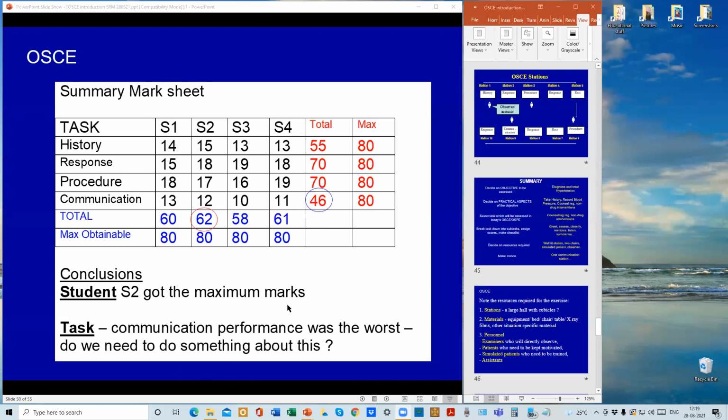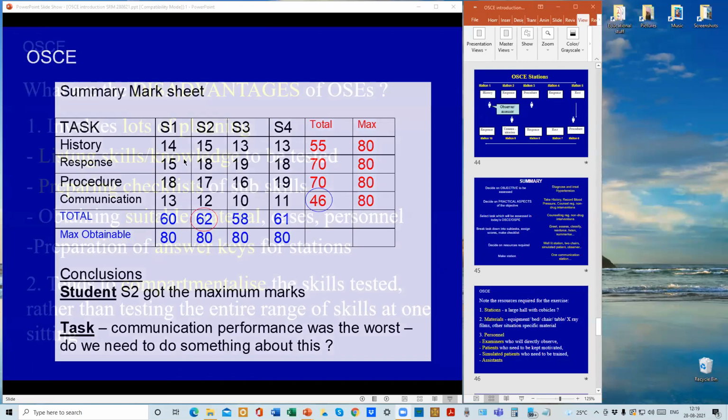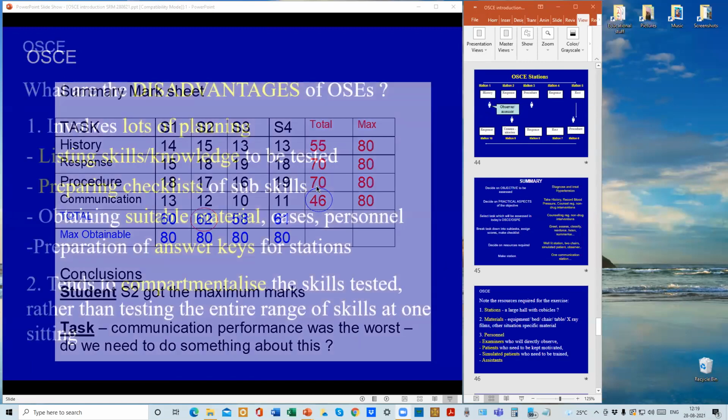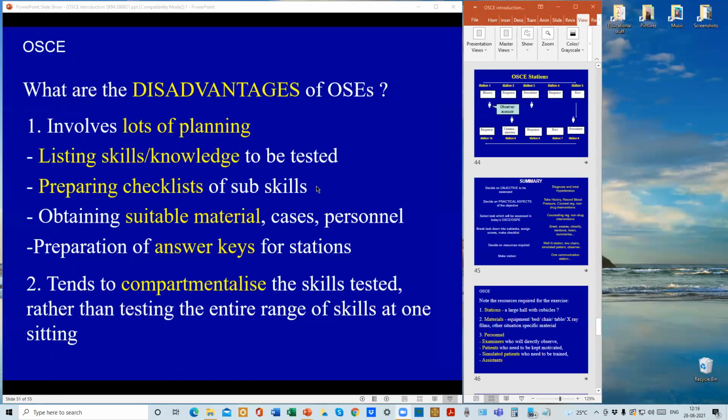This is just an example of the utility of an OSCE to us as examiners. I'm almost done. These are just the last few slides. What are the disadvantages of objective structured exams? Like I said, it involves a lot of planning.